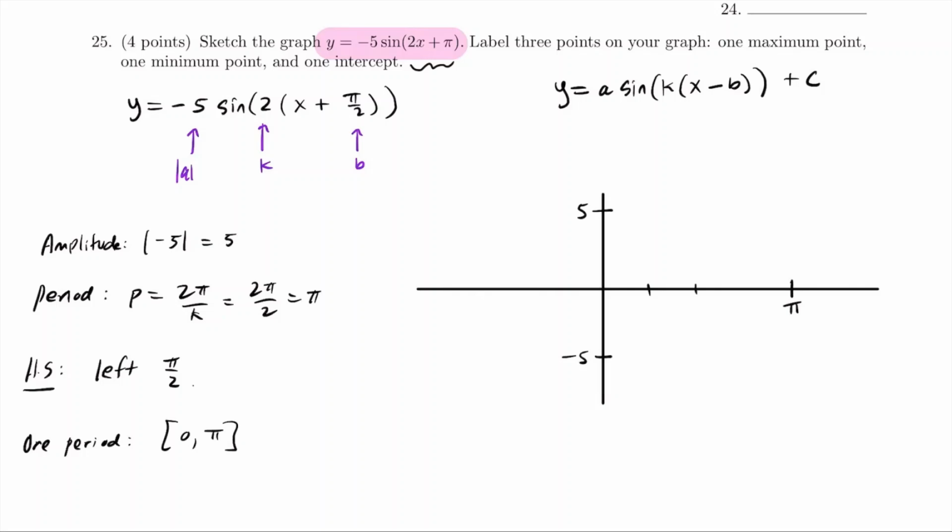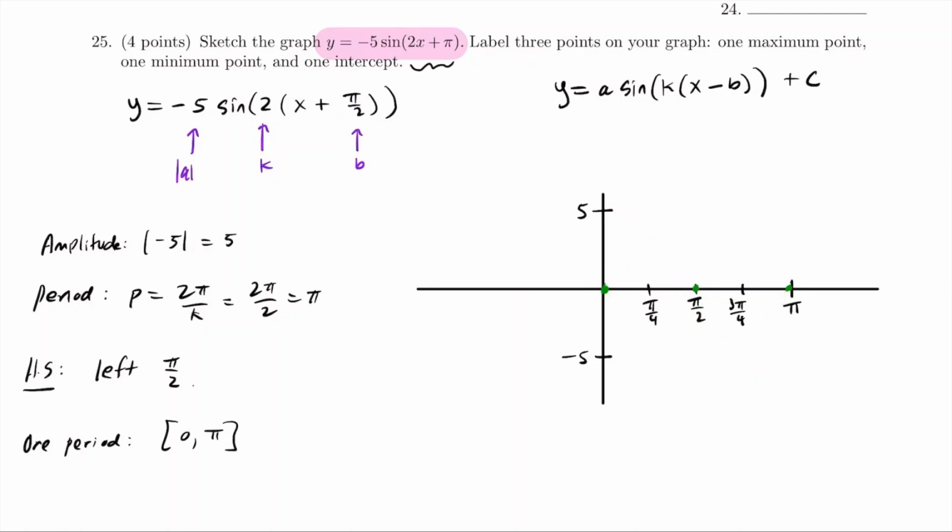So subdivide this into 4 equal lengths. This is pi over 4, this is 2 pi over 4, that's pi over 2, and then 3 pi over 4, and then 4 pi over 4, that's pi. Sine usually goes like this. This is how the sine curve looks. No, that's not the one we're going to draw. We're going to do the reflection of it because of the -5 in front of our equation.